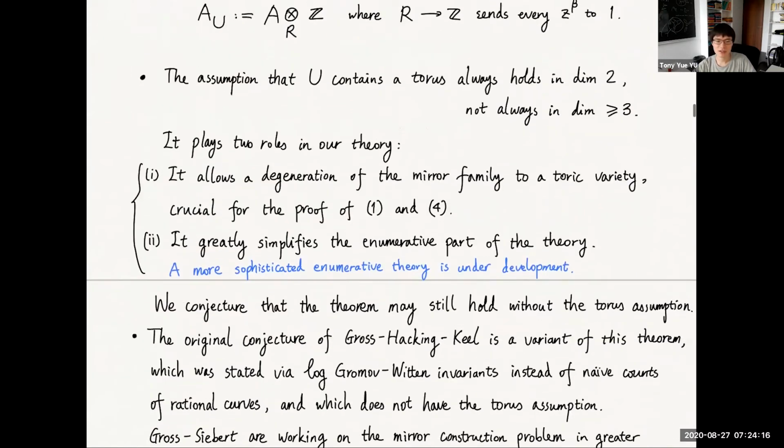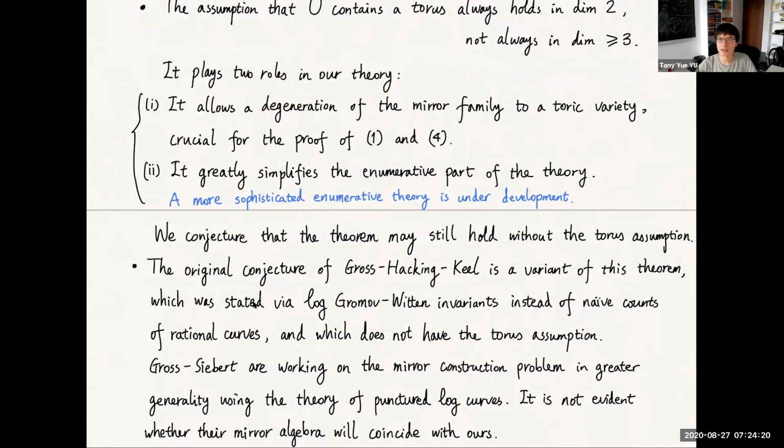And finally, let me mention what is the original conjecture that I talked about in the beginning, the Frobenius structure conjecture of Gross-Hacking-Keel. The original conjecture of Gross-Hacking-Keel is a variant of this theorem, which was stated via log Gromov-Witten invariants instead of naive counts of rational curves, and which does not have the torus assumption. So the reason that it was stated via log Gromov-Witten invariants is because at that time it's not known that we can actually use naive counts of rational curves. This deformation theory lemma about the curves was not known at that time.